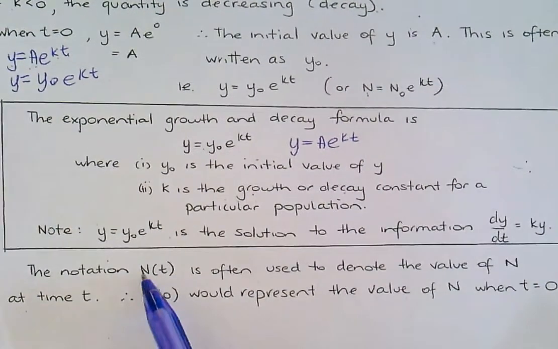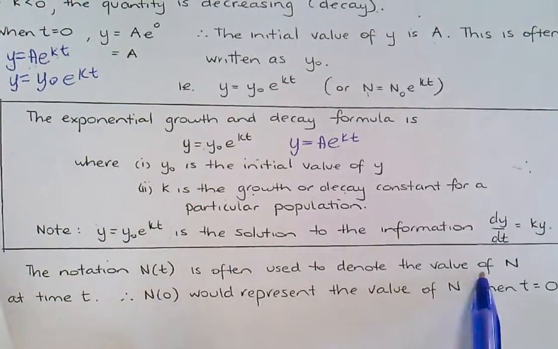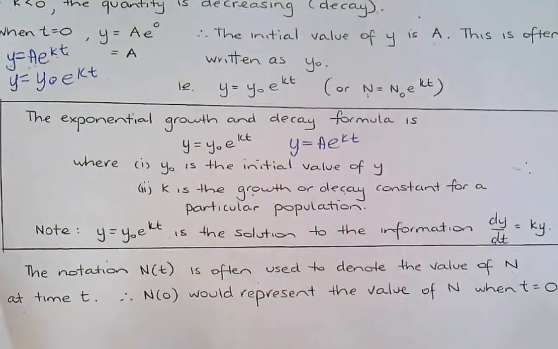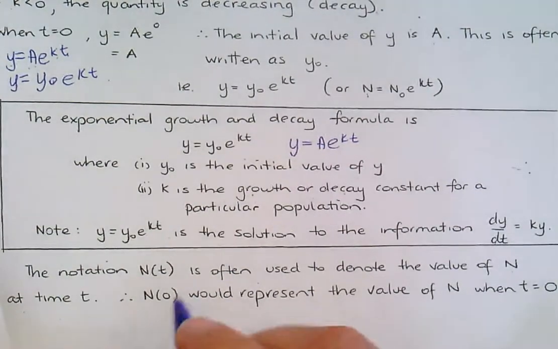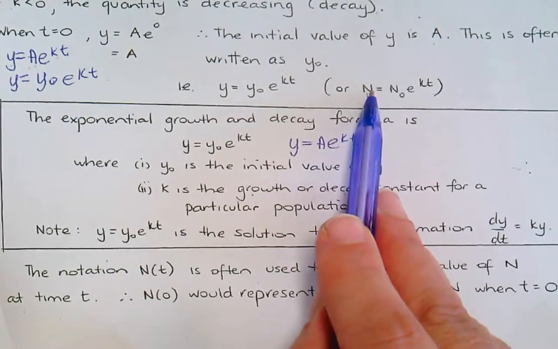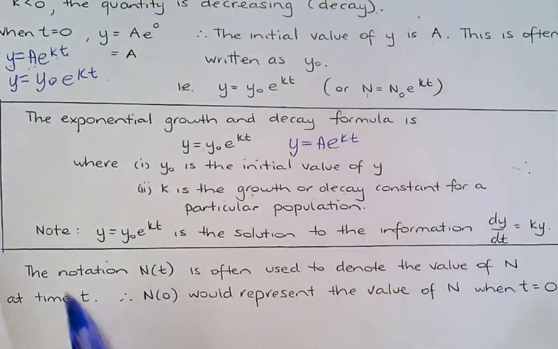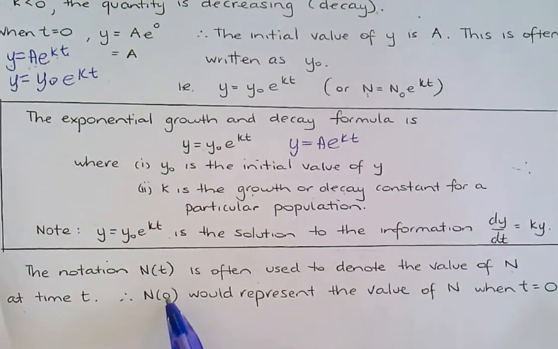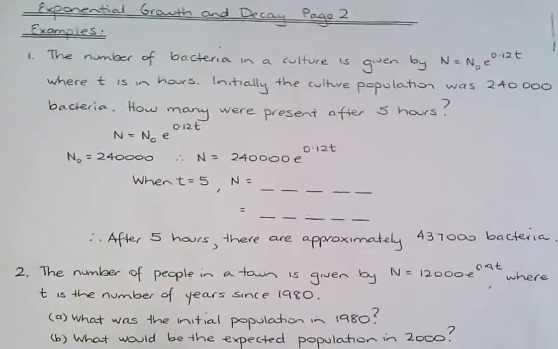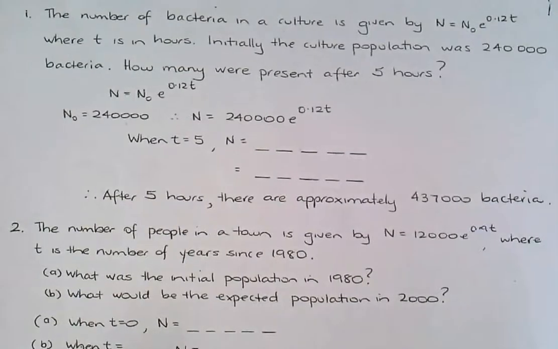The notation nt is often used to denote the value of n at time t. So sometimes, in this equation, they might just say nt. It's the value of n at time t. n0 is the value of n when time is 0. So on page 2, we're just going to look at a couple of simple examples first, and then we'll get to some harder ones.